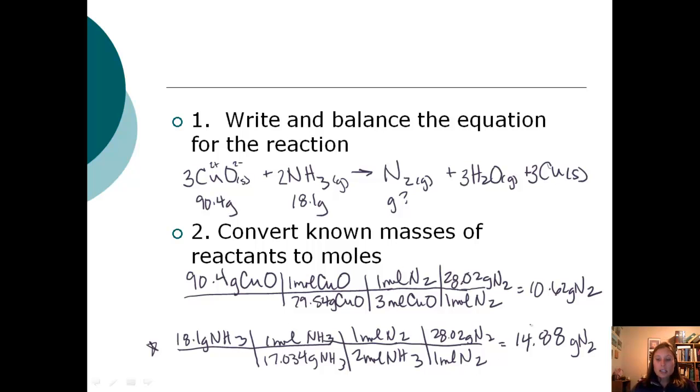Okay, so now let's take a look at both of these. One of these will actually happen and one won't. Okay, so when copper oxide is completely used up, 10.62 grams of nitrogen gas are formed. When ammonia is completely used up, having excess of everything else, 14.88 grams of nitrogen gas are produced. Well, this one can never happen.